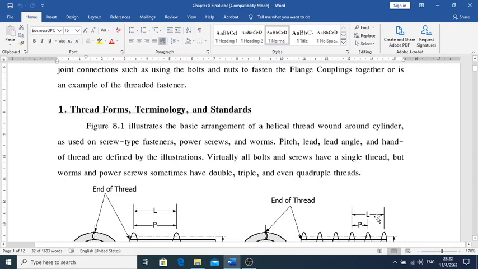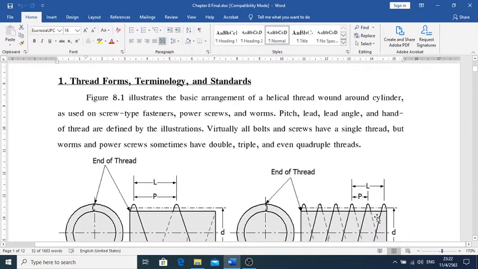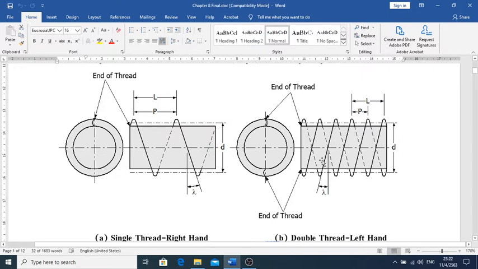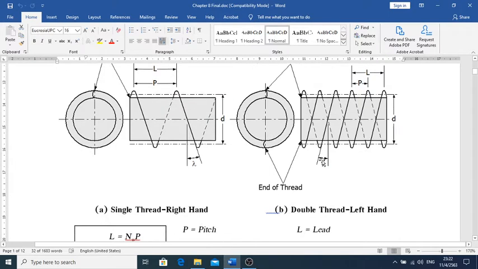So let's see the thread forms, terminologies and standards. Typically, a thread looks like that in figures A and B respectively. In figure A, it is a standard single thread, right hand. It wraps over a cylinder in the right-hand manner all the way, and in figure B we have a left hand thread.